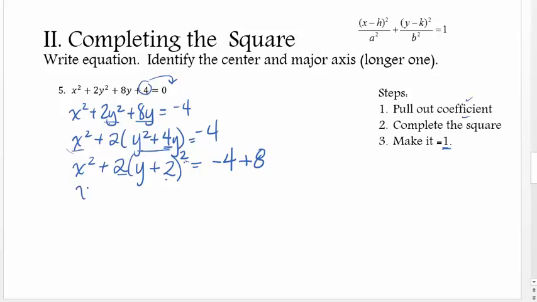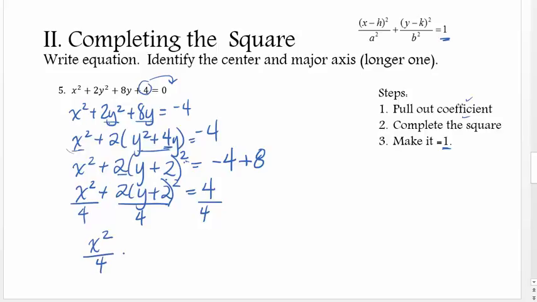Okay, so let's clean this up. So x squared plus 2 times (y + 2) squared equals negative 4 plus 8, which is 4. So we're almost at our ellipse equation, but remember it has to equal 1. So in order for it to equal 1, I'm going to divide through every term by 4. And then clean it up. x squared over 4. This reduces. So I have (y + 2) squared over 2 equals 1. All right, so there's my equation.